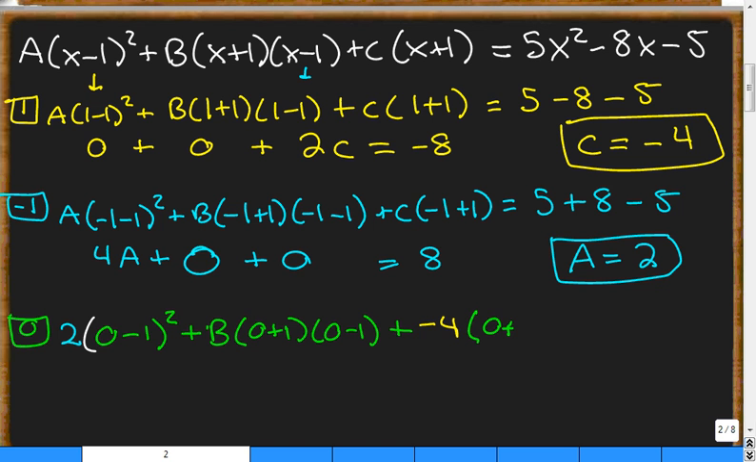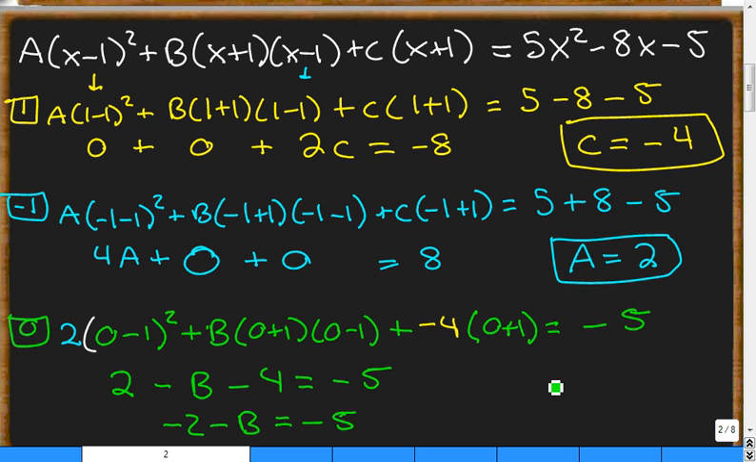our 0 plus 1. And that is going to equal, when we plug in 0, so 5 times 0 squared is 0, minus 8 times 0, which is 0. And this will end up equaling negative 5. So we just got to go through and evaluate our math. Well, negative 1 squared is 1, so we're going to have 2 times 1 is 2. Over here we get 1 times negative 1, so we get a negative b. And then we have negative 4 times positive 1 is minus 4. And that all equals negative 5. So here we have negative 2 minus b equals negative 5. And so we would have that b is going to have to equal 3 here.